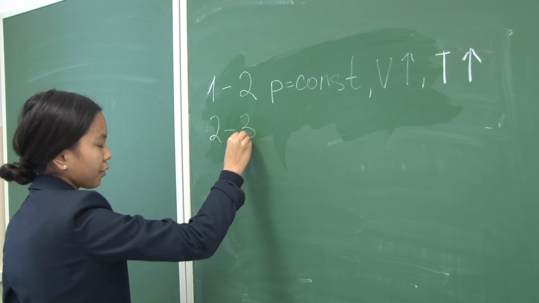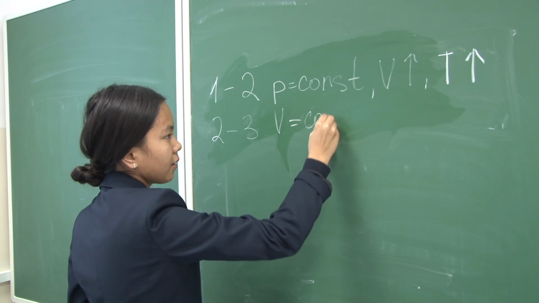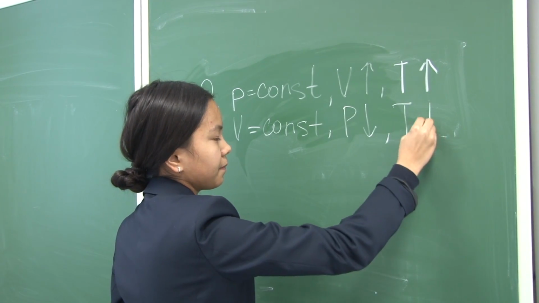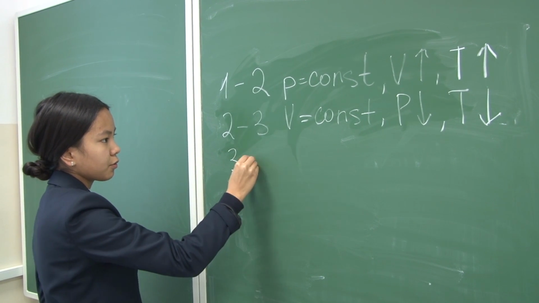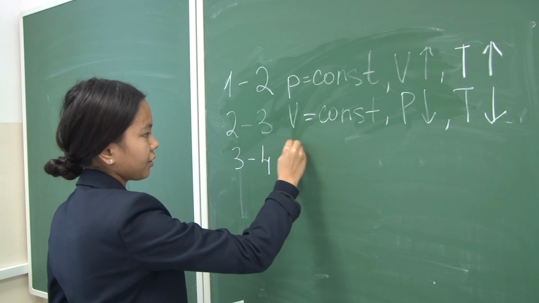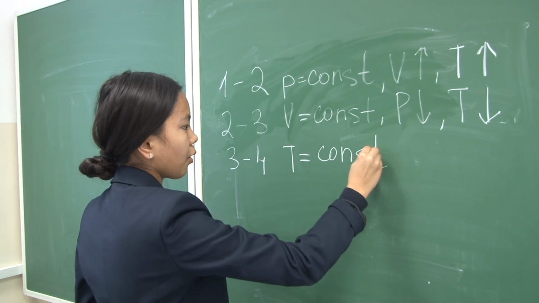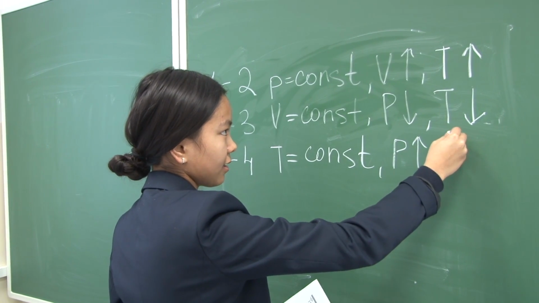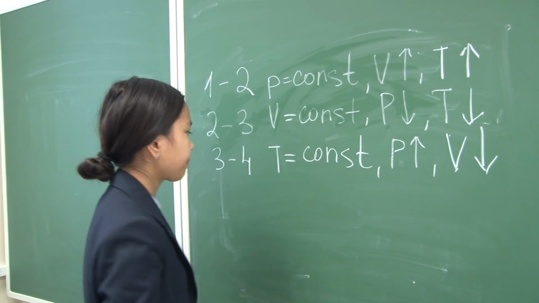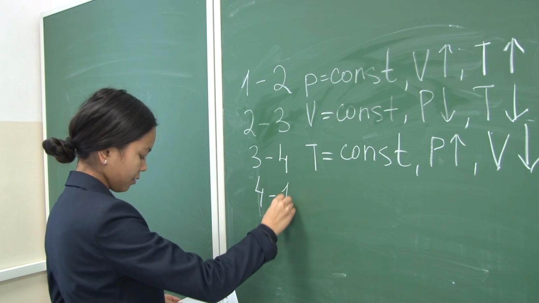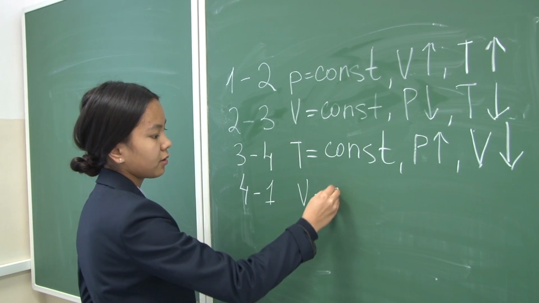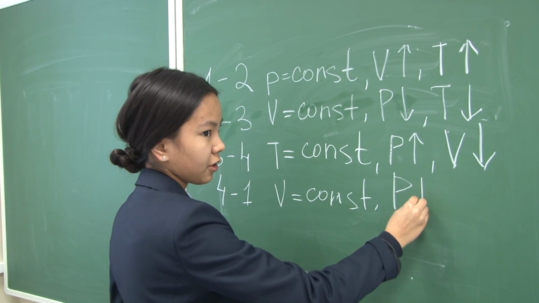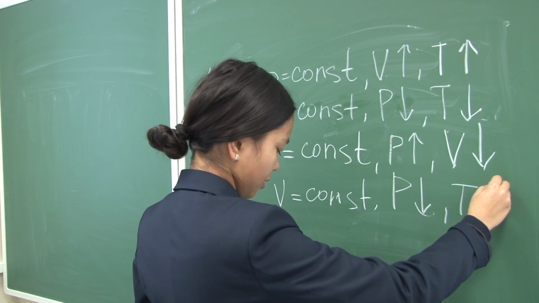2 to 3 process is when volume is constant, pressure will decrease, and thus temperature will also decrease. 3 to 4 process is when temperature is constant. When temperature is constant, pressure will increase, and thus volume will decrease. From 4 to 1 process is when volume is constant. So pressure will decrease, thus temperature will decrease.